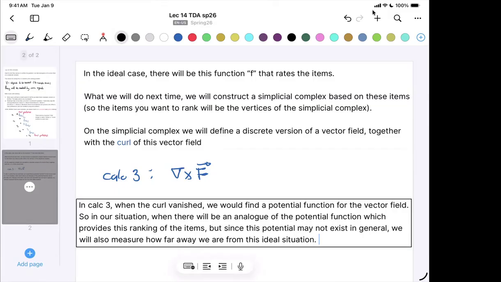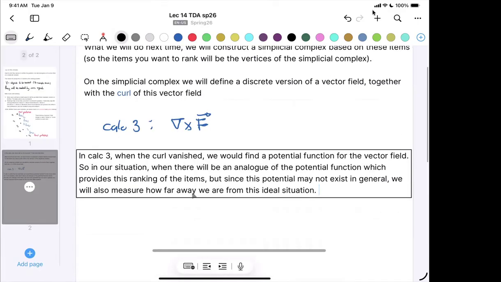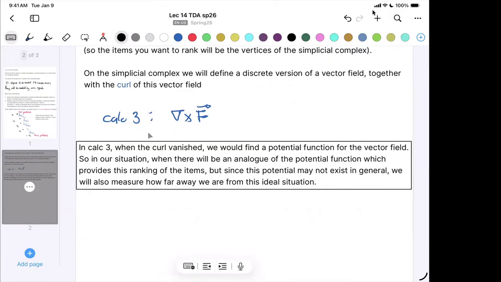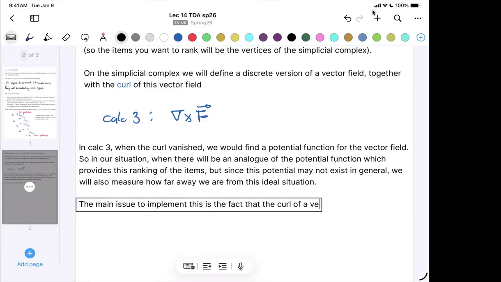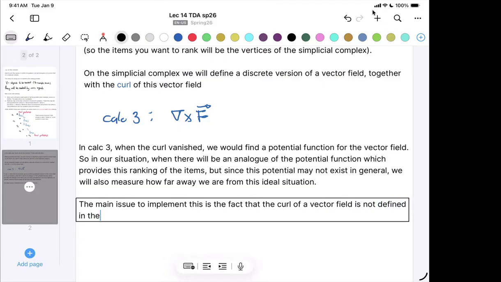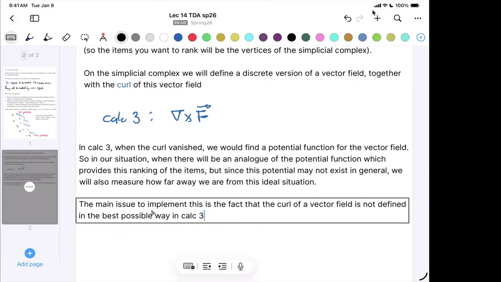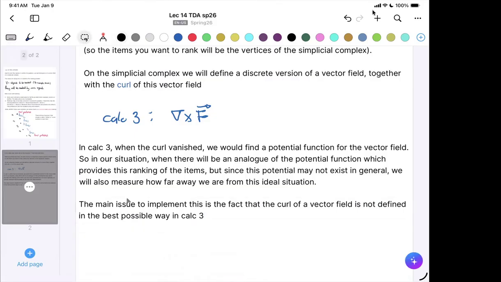But as I was telling you last week, the main issue to implement all of this strategy is actually with the definition of the curl that you are given in Calc 3. That definition is not ideal for our purposes. So let me now start on the nitty-gritty of what we're going to do today. The main issue to implement this is the fact that the curl of a vector field is not defined in the best possible way in Calc 3. And now what I'm going to do is explain why that is the case.